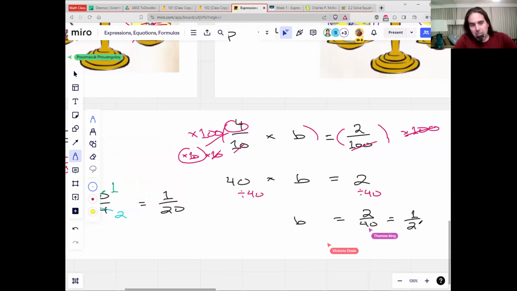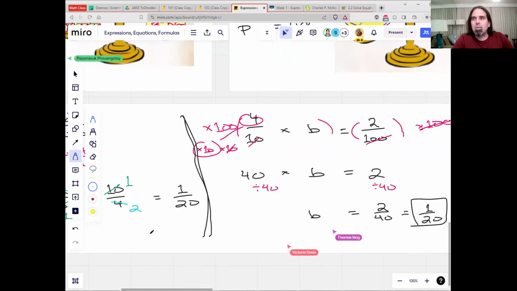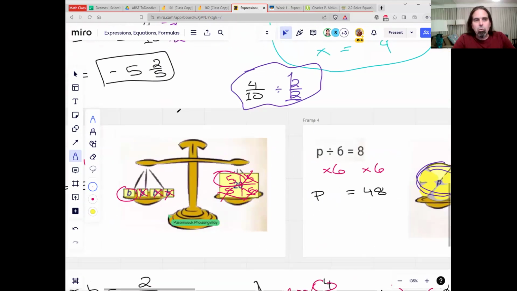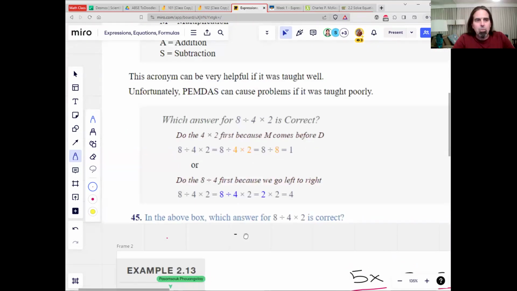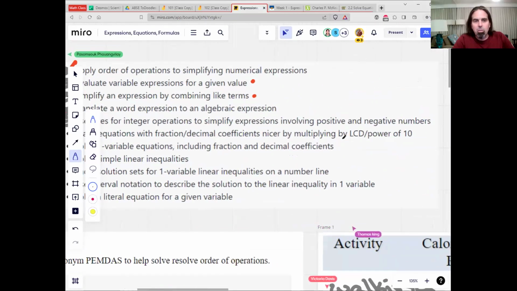I of course get the same answer, but to me this side was a lot cleaner than that side. So up to you. We'll talk about this more and do more of it in different situations. But in our to-do items back up at the top, when it says make equations nicer by multiplying by the lowest common denominator or powers of 10, that's the kind of thing we're talking about.